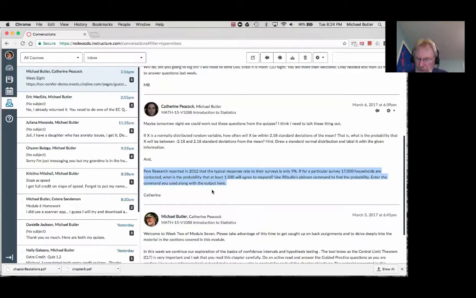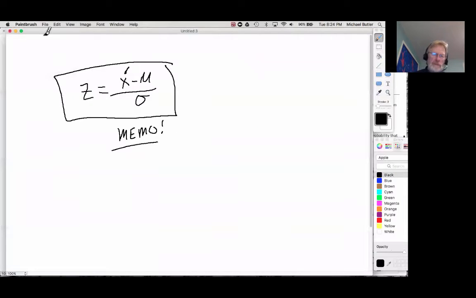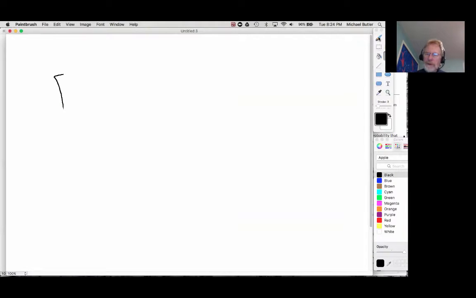If in a survey, 17,000 households are contacted, what is the probability that at least 1,500 will agree to respond? Use RStudio's pbinom command to find the probability. Enter the command you used along with the output here. Okay, so big hint that we're supposed to be using pbinom because it's telling us that this thing's binomial.